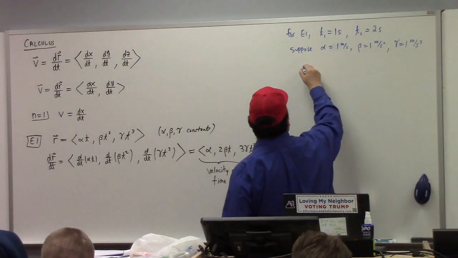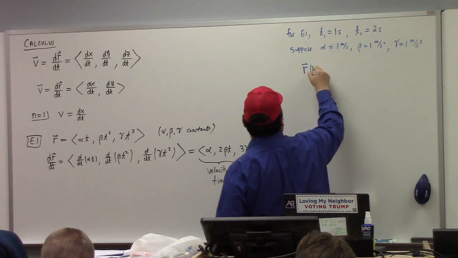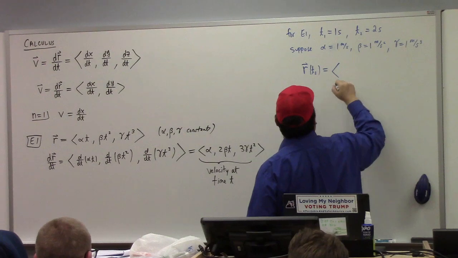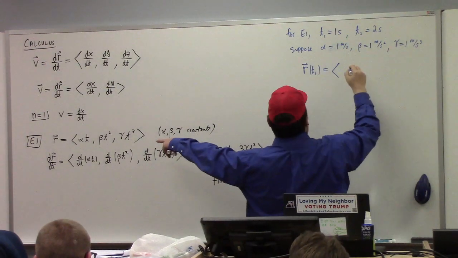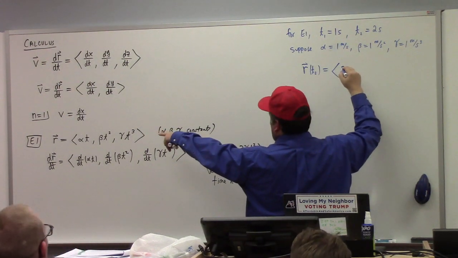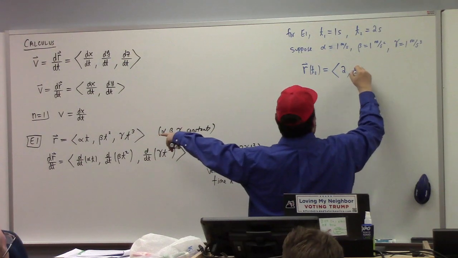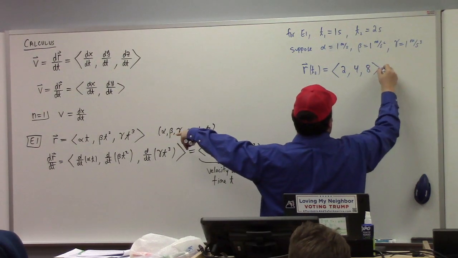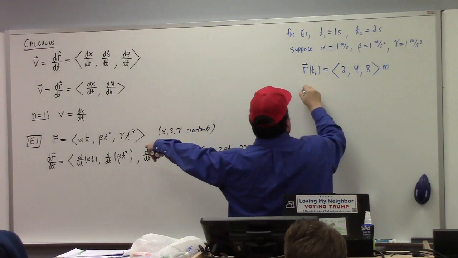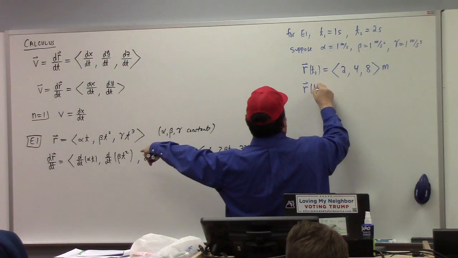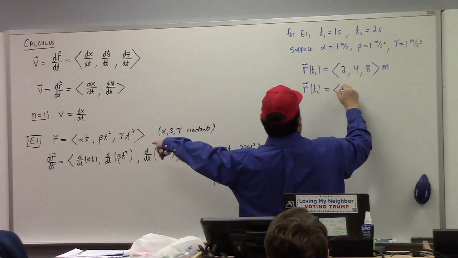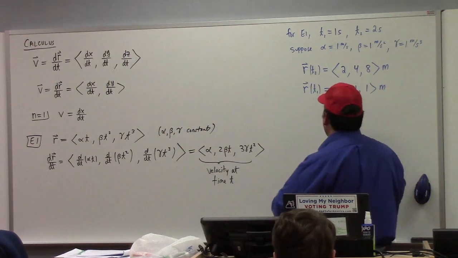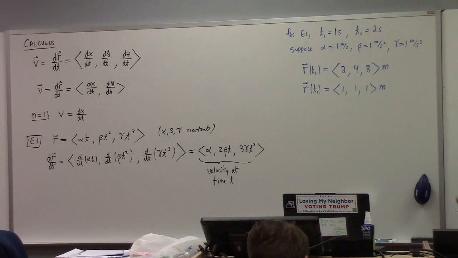Then what would r of t2 be equal to? It's 2 seconds, so I put 2 in, I get 2. 2 squared is 4. 2 cubed is 8, and all of the units work out to meters. And then r of t1 would be 1, 1, 1, again in meters, because I made it happen.